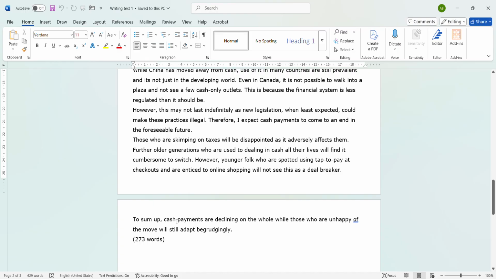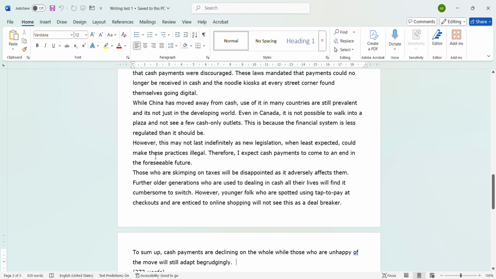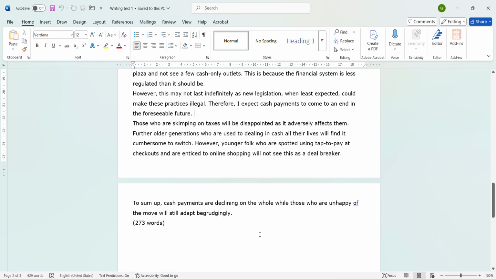So in my conclusion, I say, to sum up, cash payments are declining on the whole, while those who are unhappy with the move will still adapt begrudgingly. And what I'm emphasizing in my conclusion is a callback to the opinion that I have already expressed: I expect cash payments to come to an end in the foreseeable future. So here I'm saying that even though there are still those who are not happy to give up cash, they will eventually adapt to the changing situation.